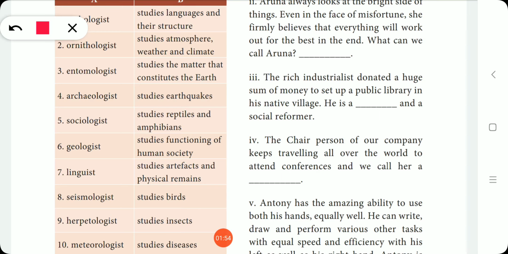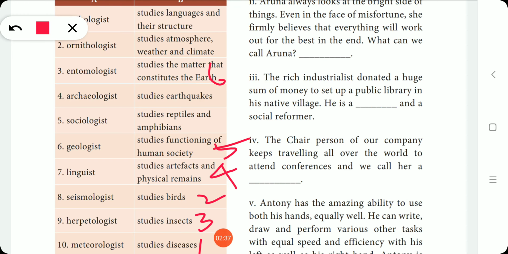A person who studies about diseases is called a pathologist. An ornithologist studies about birds. An entomologist is a person who studies about insects. Archaeologist is a study related to artifacts and physical remains. A sociologist studies the functioning of the human society. A geologist studies the matter that constitutes the earth.